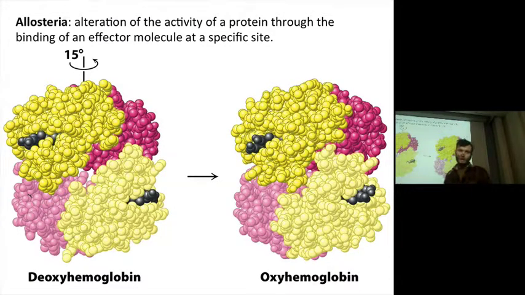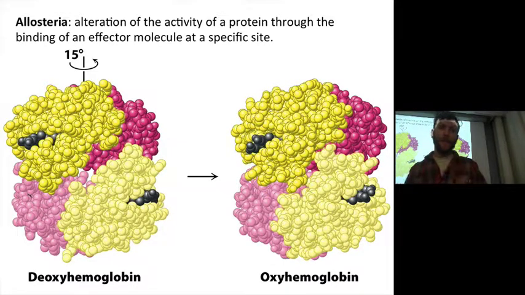All right, so allosteria. The definition here: alteration of the activity of a protein through the binding of an effector molecule at a specific site. This effector can be the binding of oxygen at one of the heme groups, but we're going to see other examples of effectors that alter the function of hemoglobin in a little bit.